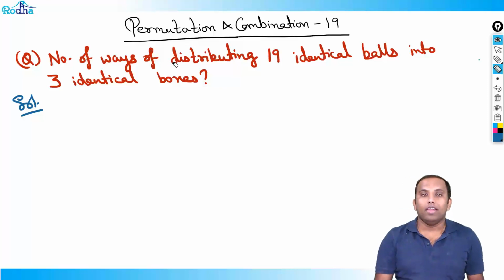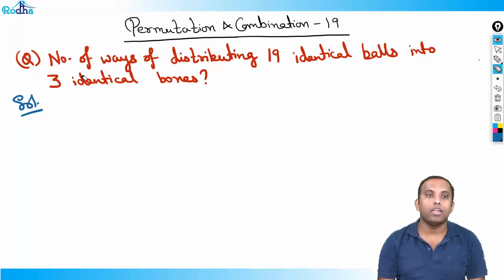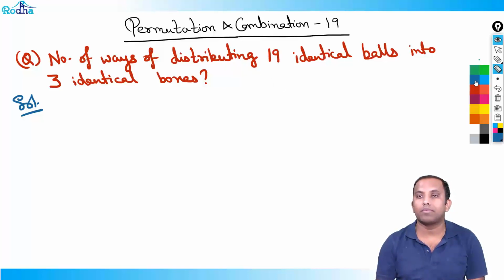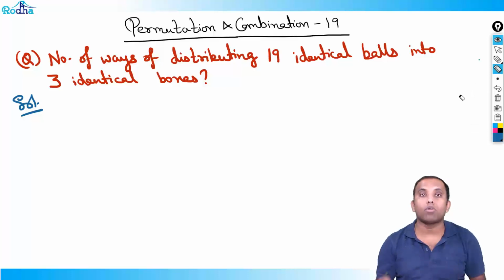In this class we'll discuss the applications of the concepts we discussed in the previous videos. See the question here: number of ways of distributing 19 identical balls into 3 identical boxes. Now how to solve this question in the best possible way, without making cases?